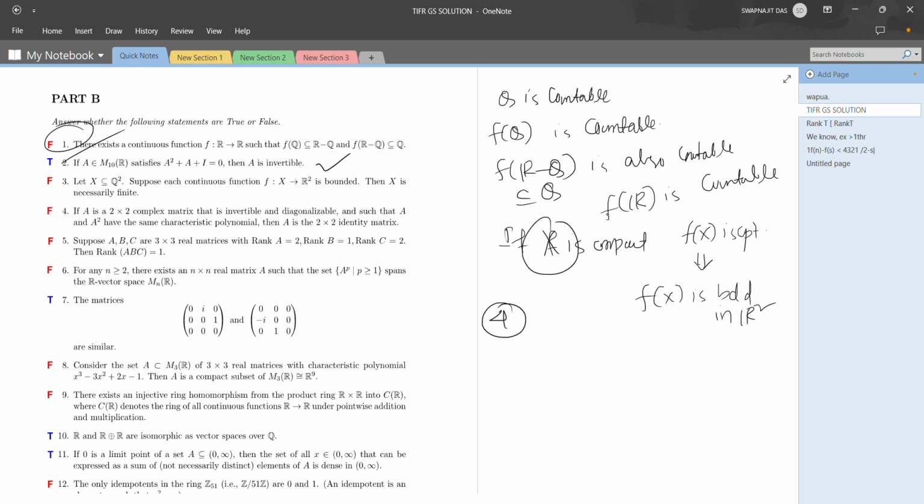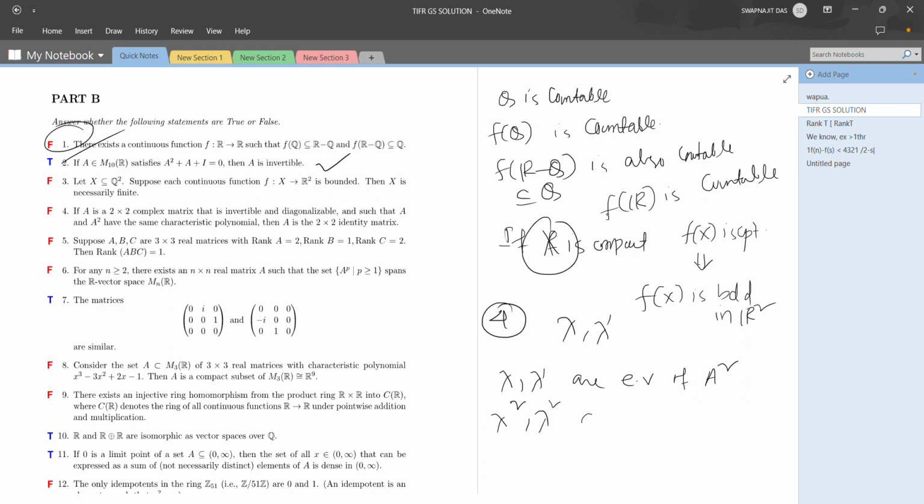Okay, problem number 4 is very interesting. A is a 2 by 2 complex matrix, invertible and diagonalizable, such that A and A² have the same characteristic polynomial. Then A is the 2 by 2 identity matrix. See, if A and A² have the same characteristic polynomial, then they have the same eigenvalues. So let the eigenvalues of A be, say, lambda and lambda prime. That may or may not be equal. I just denote them lambda and lambda prime. Then lambda and lambda prime are eigenvalues of A² also.